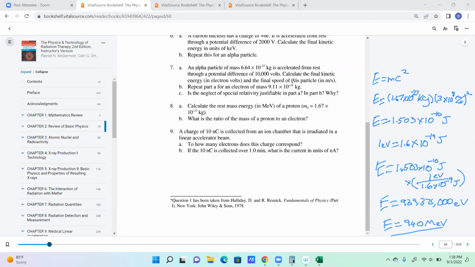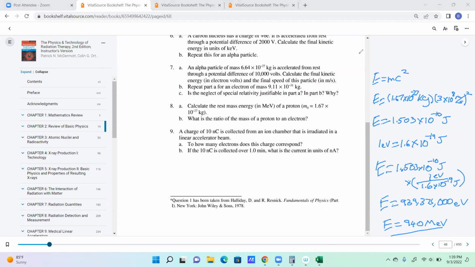It's 940. So what is the ratio of the mass of a proton to an electron? Well, you can take the mass of the proton here, divide it by the electron mass here, and you'll come up with your answer.